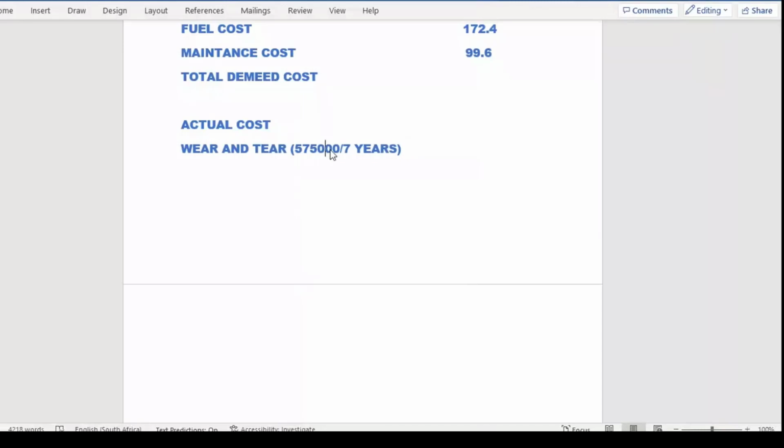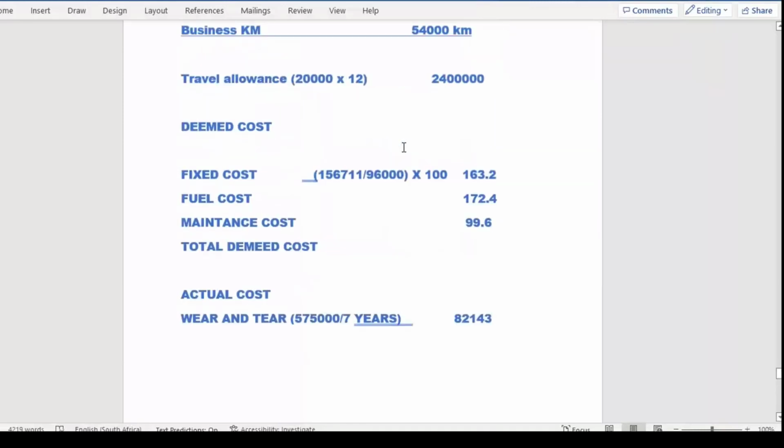I'm just going to calculate that for you. 123 divided by 7 years, and then you're getting 82142.8. I'm going to round it off. So you're going to say 82143. Okay, and then the rest you're going to take them as they are because they are given here.